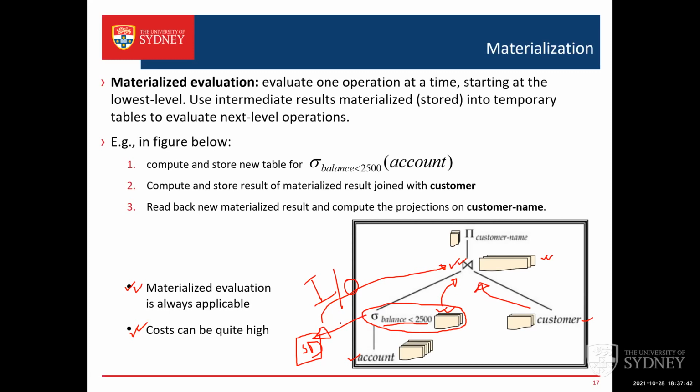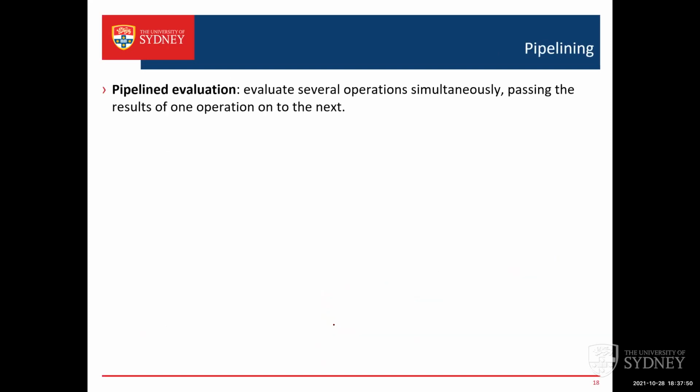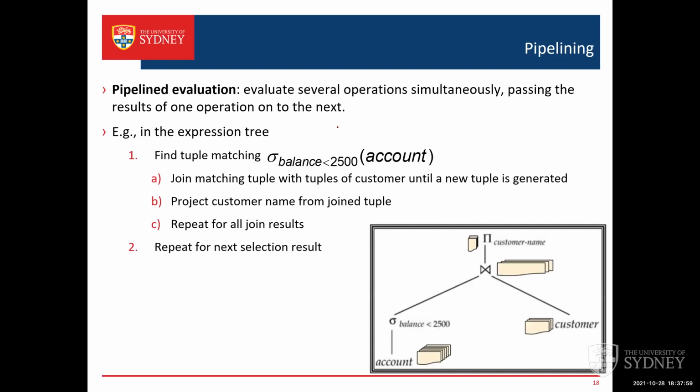Yeah, so if we figure out a way so that we don't have to store anything, that would reduce the cost. Right? So that's what pipelining is. In a pipeline, we perform several operations simultaneously and pass the result of one operation on to the next. We keep doing that. So here you can see that I'm not storing anything in this state, right?